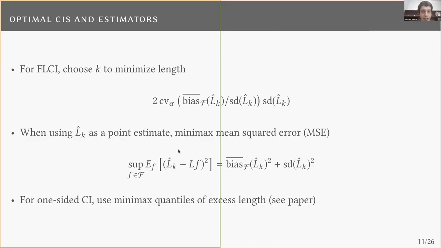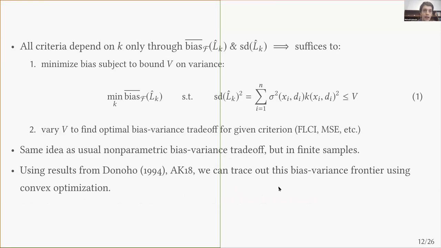If I was interested in point estimation, I can minimax the mean squared error. So the worst case mean squared error is given by the worst case bias squared plus standard deviation squared. Again, these just depend on the worst case bias of my estimator and the standard deviation of the estimator. I can again try and minimize this quantity over the weights k. So in particular, all of these criteria depend on the weights only through the worst case bias and standard deviation of the estimator, it suffices to trace out the worst case bias variance frontier.